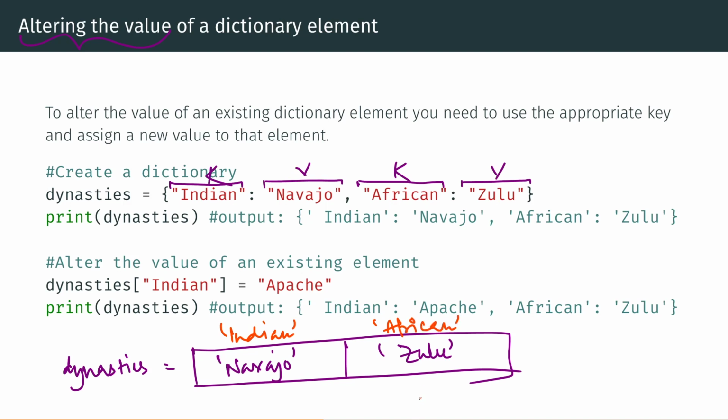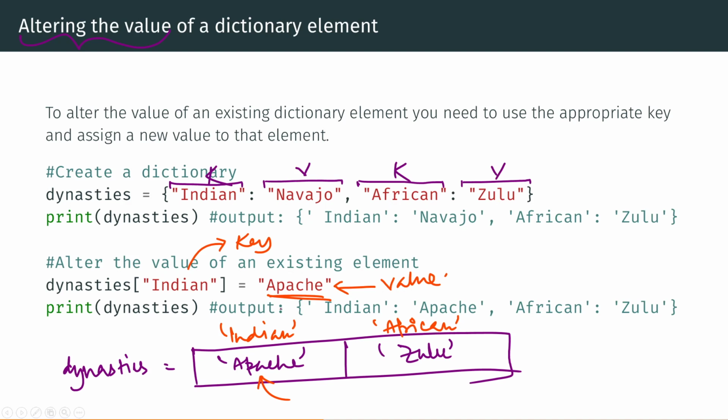Now, if you want to change one of these elements, let's say Navajo or Zulu, all you do is, let's say you want to change the Navajo to Apache. What you do is you just say dynasties, and then within square brackets you say Indian. That's the key. Equals the new value. So what will happen is, if you do this, the Navajo will be changed, and it will become Apache.